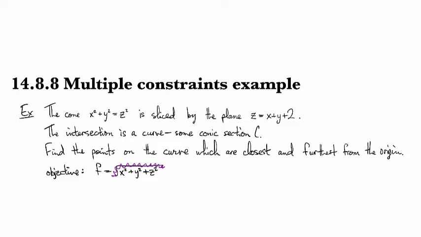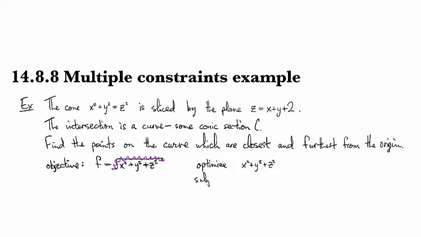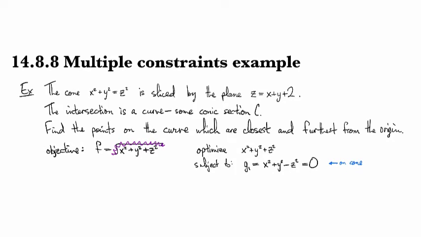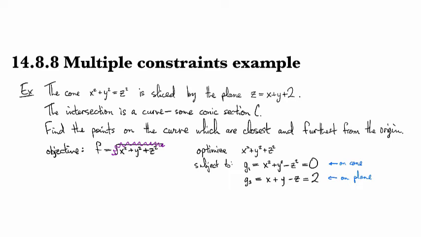Okay, so what we're going to do is optimize or extremize the function x squared plus y squared plus z squared, subject to g1, which is x squared plus y squared minus z squared, fixed equal to 0. That's going to ensure that we are on the cone. And then we're also going to require that our g2 function, x plus y minus z, is fixed equal to 2. That will require that we are on the plane. All right. Oh, whoops, I forgot to label my objective function. That's f. Sorry about that.